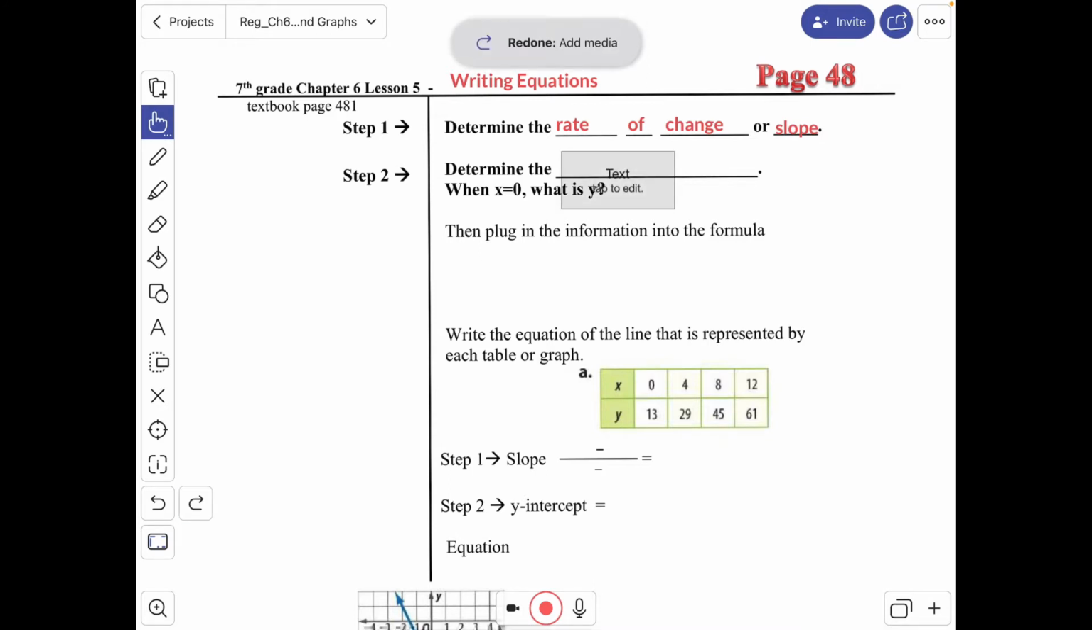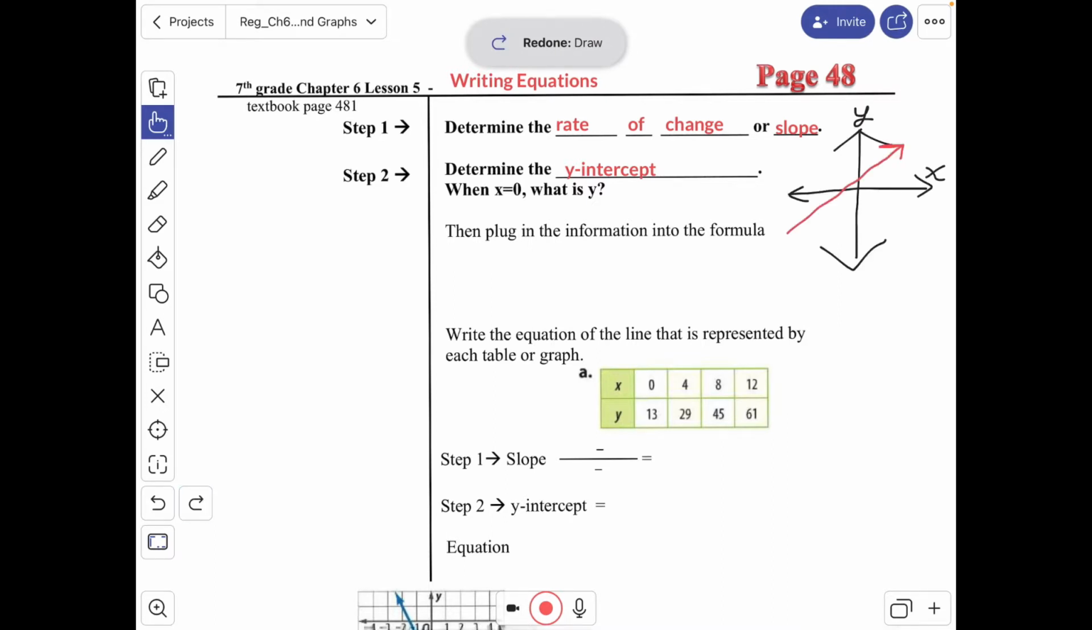Step 2 is determine the y-intercept. And remember, y-intercept is when x is 0. Or if you're looking at a graph, it's where the line crosses the y-axis. And then once you have the slope and the y-intercept, then you plug it into the formula, y equals mx plus b.